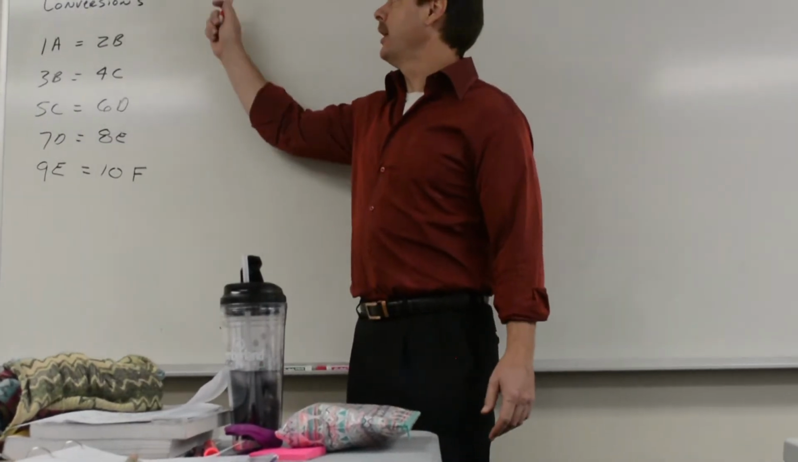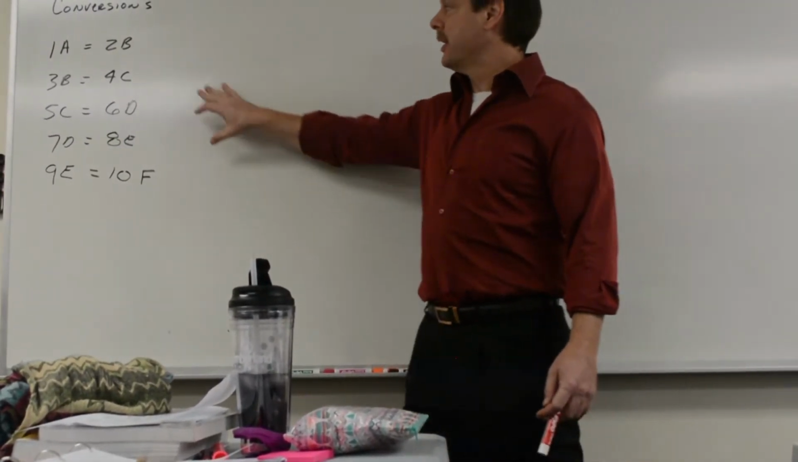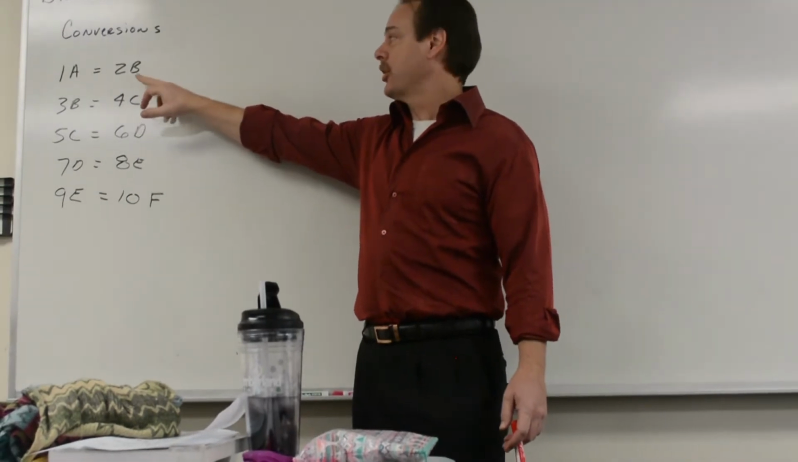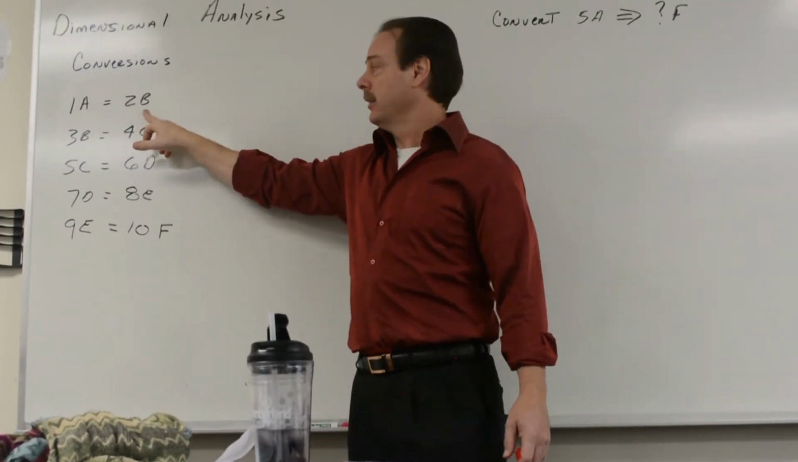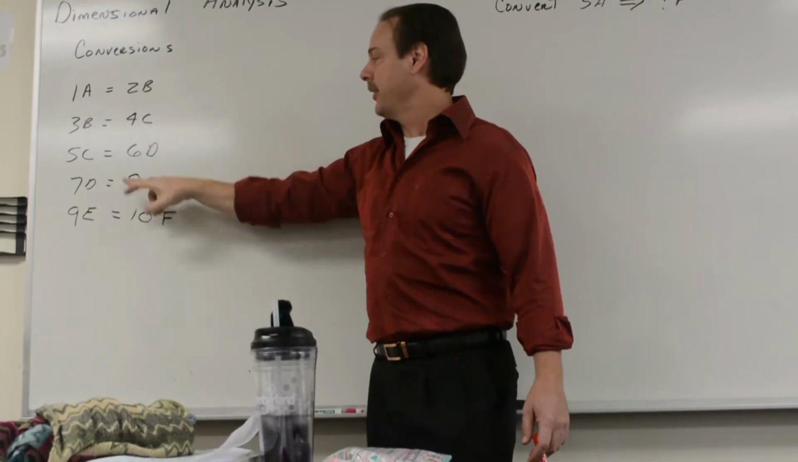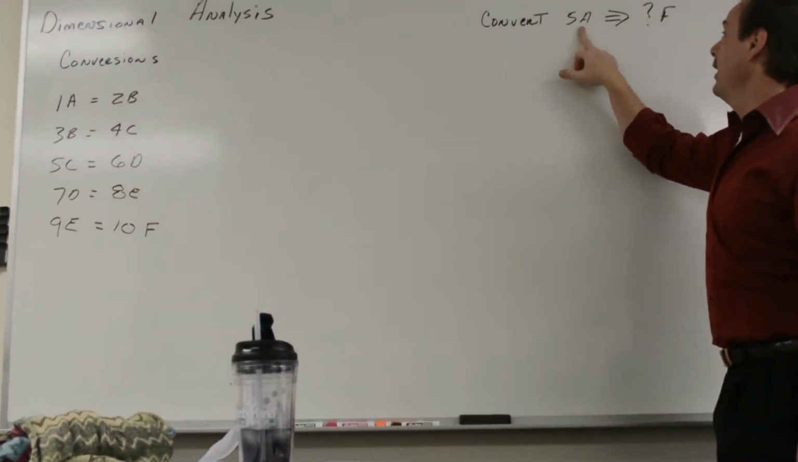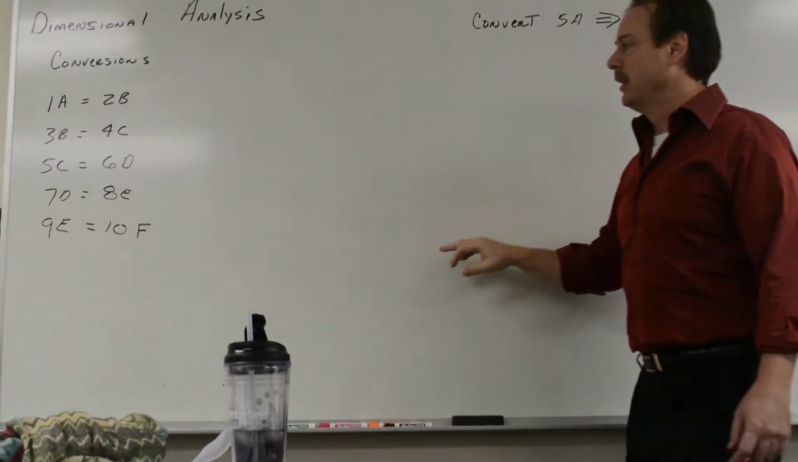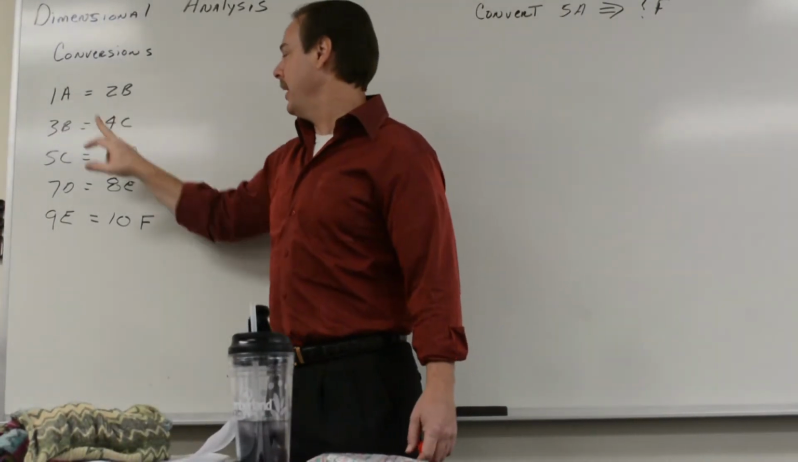We're going to do a dimensional analysis. What we're going to do is take a series of conversions. What we're going to change is from one unit to a different unit. And each one of these is a path to get here. So in this case, we're going from 5 A units to some number of F units. As you can see, there's not a direct path from A to F.